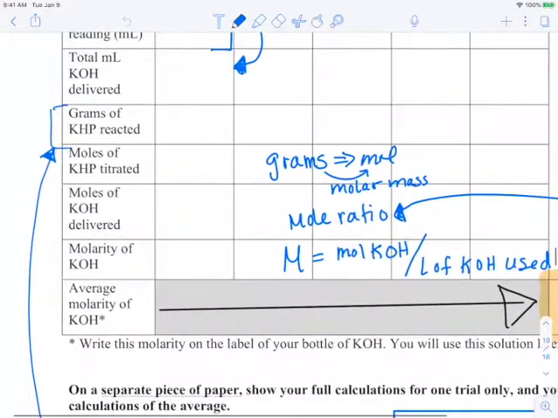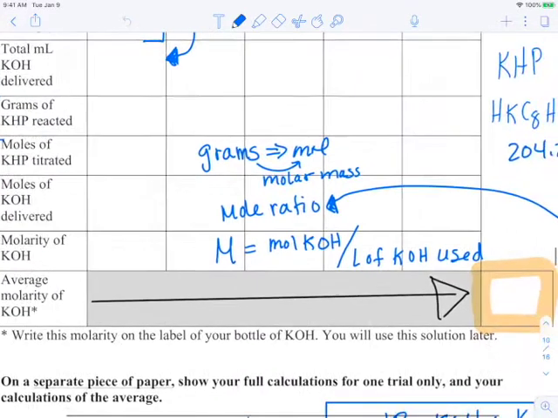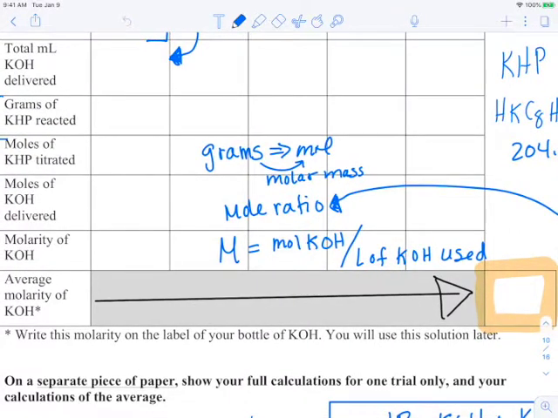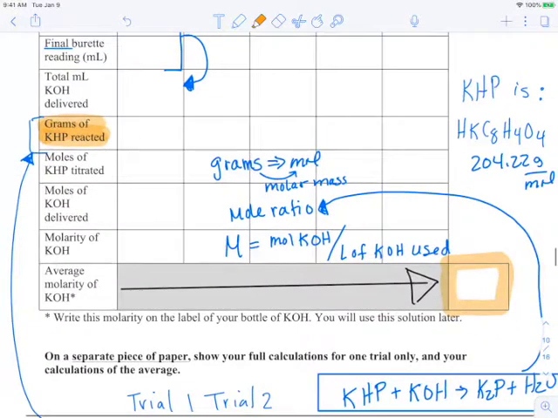All right, so next up, moles of KHP titrated. Here, you're doing a grams to moles conversion. Right up here, you have found the grams. Now you're going to use the molar mass, which I'm so nice, I've put it right here on the side.